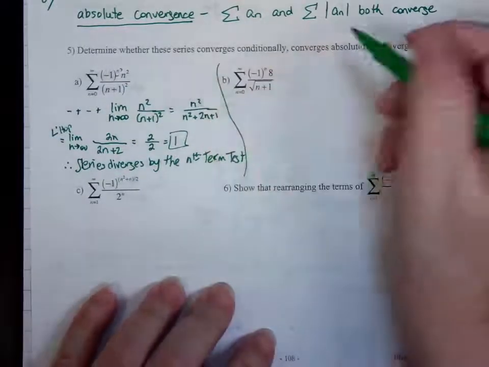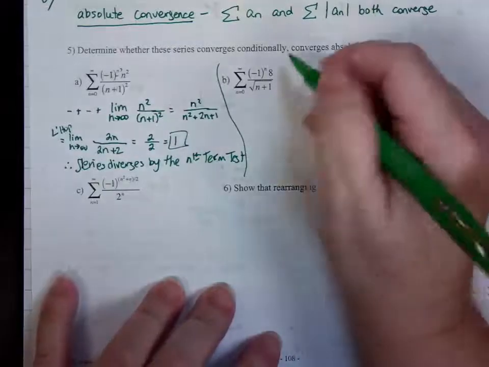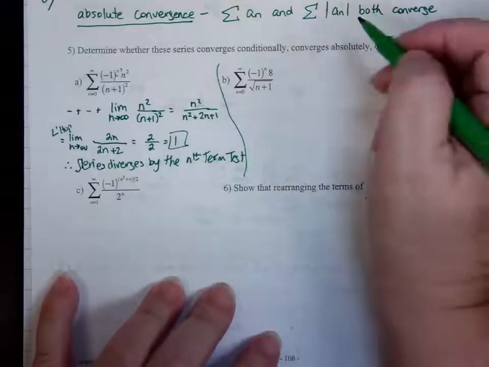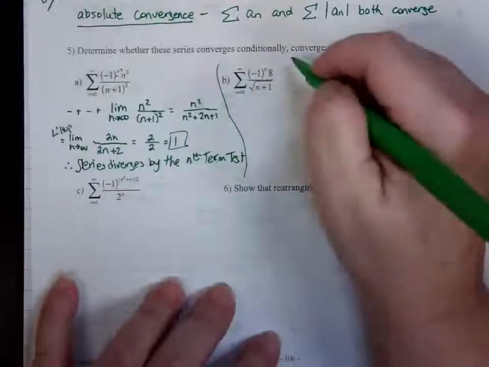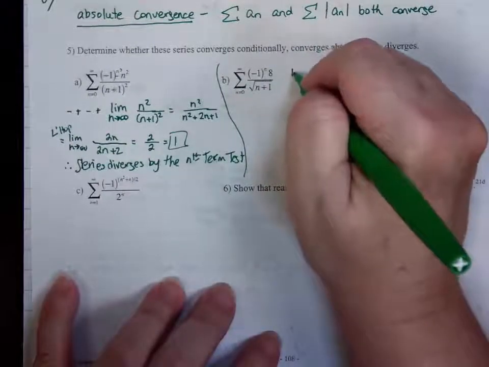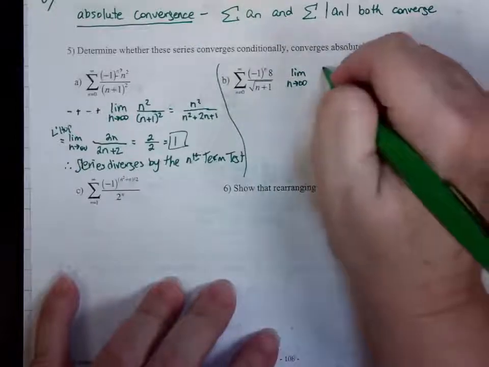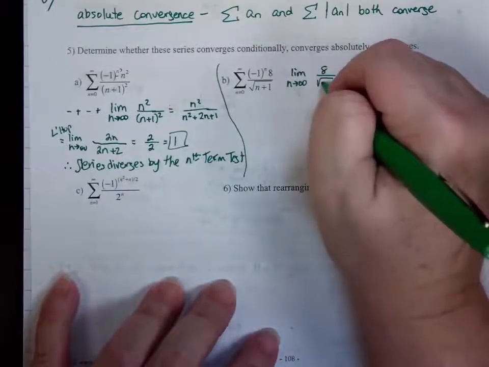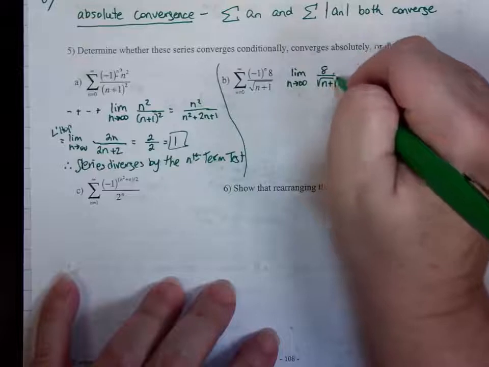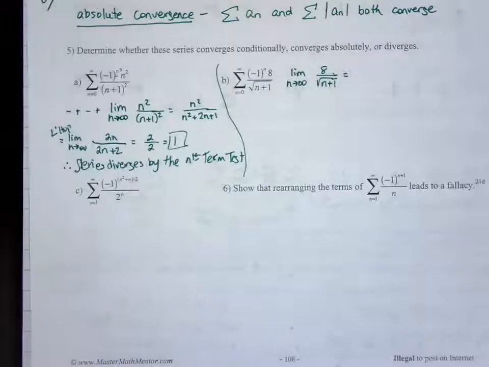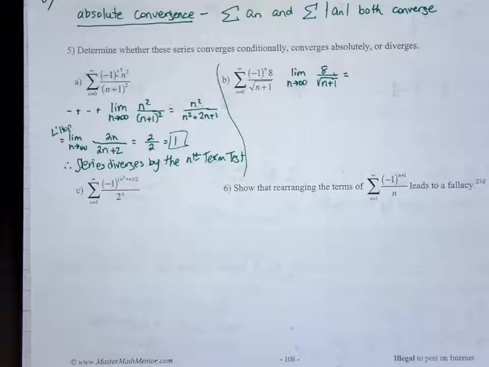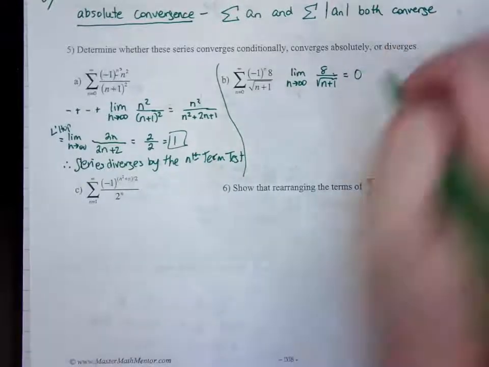Let's go to the next one. Okay, I really didn't need the sign, so I'm not going to worry about this time. Let's go ahead and go straight into the limit. The limit as n approaches infinity of 8 over the square root of n plus 1. Remember to drop the negative one part. Can I plug in infinity right now? Yes. What do I get? 0. Should I keep going? Yeah, there's still a chance it's going to converge.